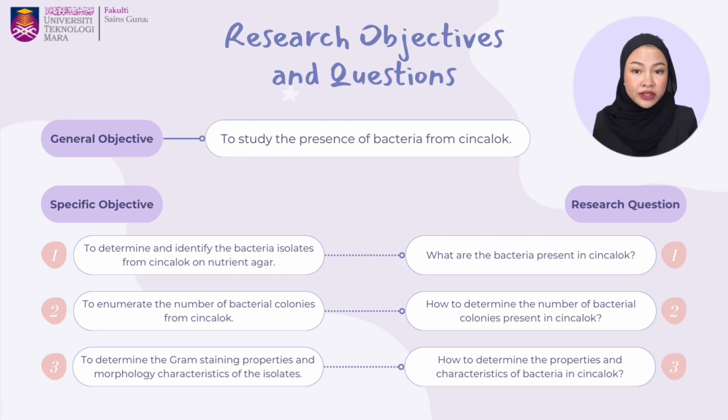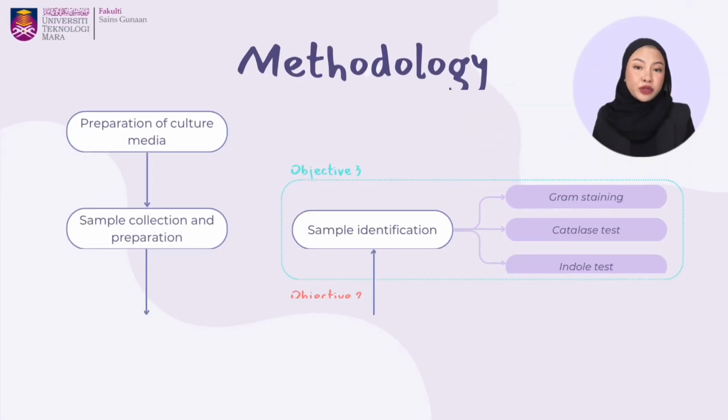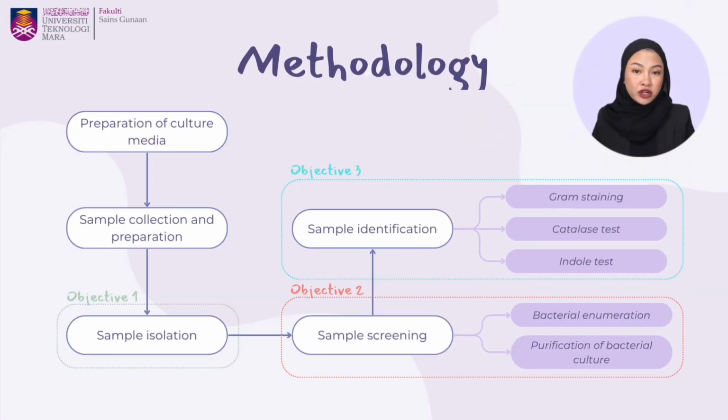Specifically, this study was to determine and identify the bacteria isolates from Cincalok on nutrient agar, to enumerate the number of bacterial colonies from Cincalok, and to determine the gram-staining properties and morphology characteristics of the isolates. Several procedures were carried out to achieve the research objective.